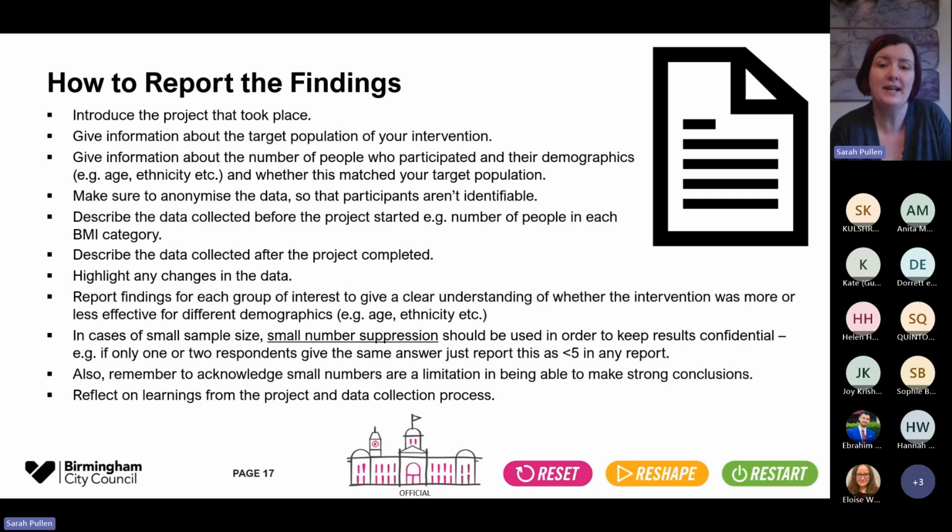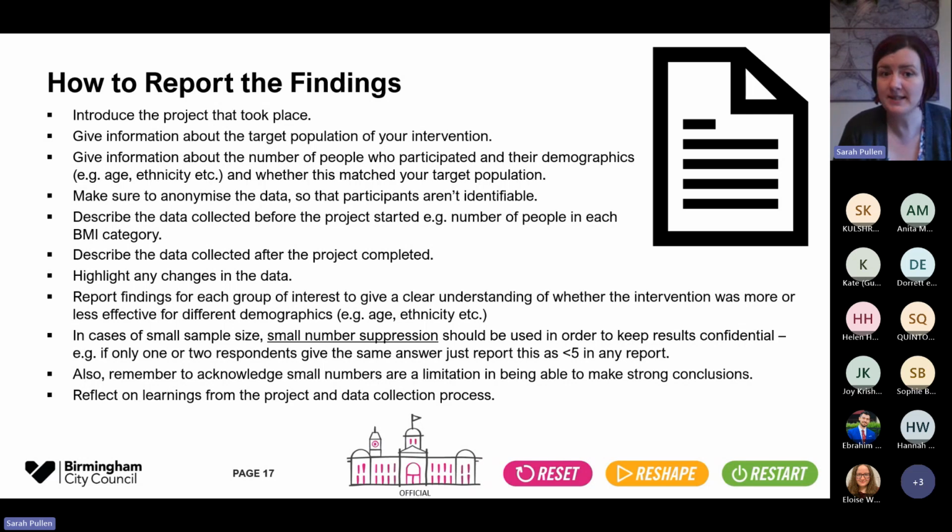So you can reflect on whether you actually managed to engage with the people you were trying to or not. And that's an important thing to consider and reflect on in your report, because it can also impact on how effective your intervention is. So by capturing that, it's something that you can reflect on.